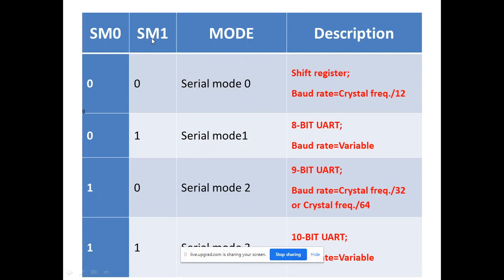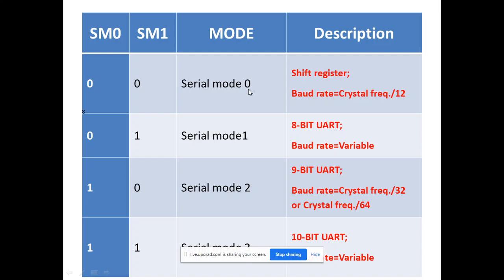When SM0 and SM1 are 00, you are interested in mode 0. When it is 01, mode 1. 10 is mode 2, and 11 is mode 3. In this fashion, you choose one of the modes as per your choice by placing the proper number at these two locations, SM0 and SM1. Now we want to explain the features of each mode.